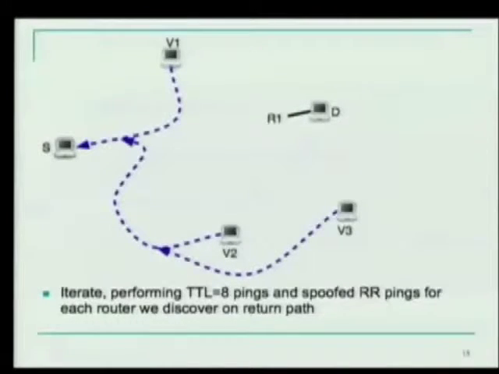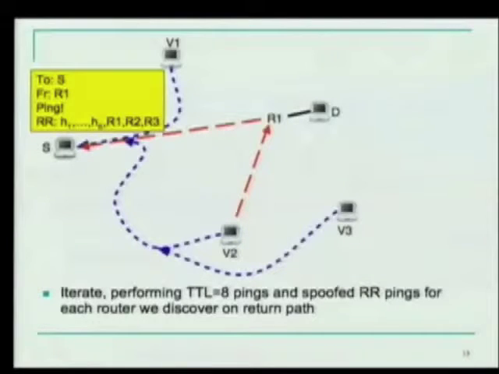We can now repeat that process. We'll assume destination-based routing, so we just have to get the path back from R1. And let's say that V2 is within 8 hops of R1. We'll send a record route, spoof record route from V2. And this time when it gets back to S, let's say we found 2 new hops, R2 and R3.